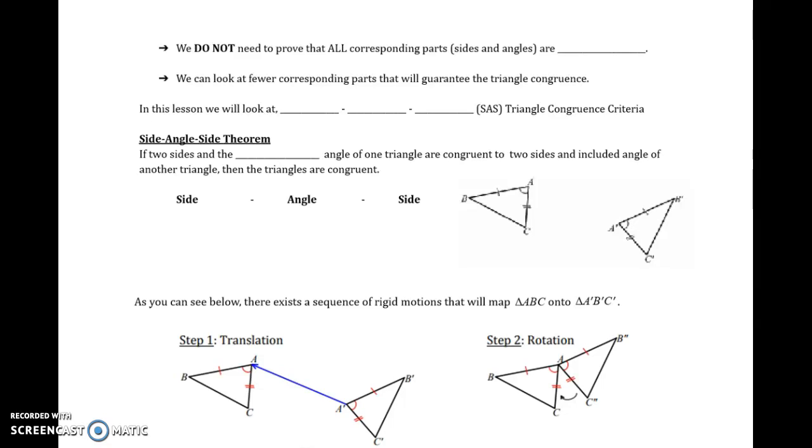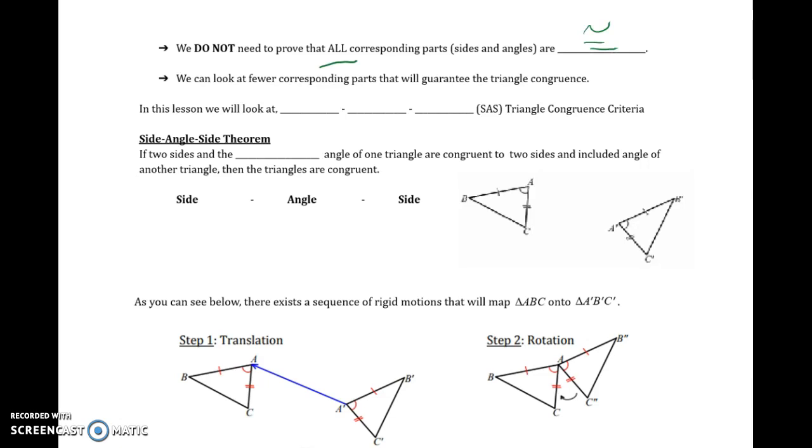Unit 4, Lesson 2. So, at the conclusion of our last video, we decided that in order to show congruence, we need to demonstrate that corresponding parts, again parts meaning sides and angles, are congruent. However, we do not need to prove that all corresponding parts, meaning sides and angles, are congruent. We only have to show a certain number of them are. And so where we're going to begin today is looking at different theorems and postulates related to proving triangles congruent.